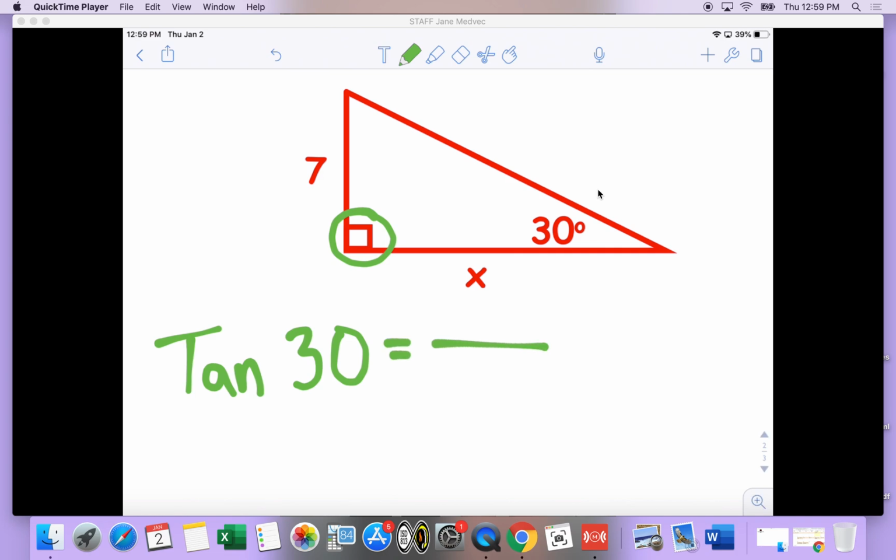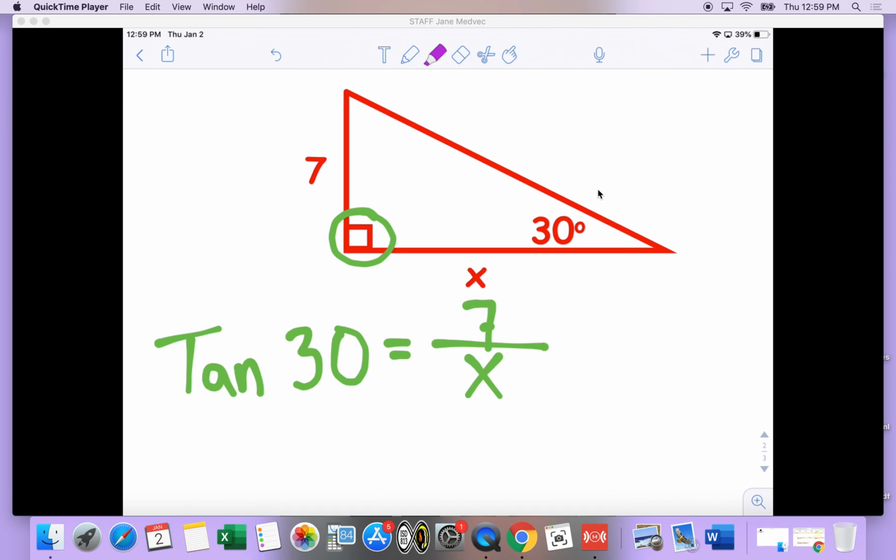What would be opposite of 30? I heard it. 7, yes. What would be adjacent? The x. Okay, now, this is what we did in the last example. Now we need to solve. So this is how we're going to solve.